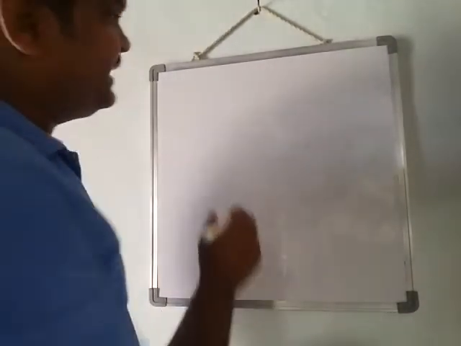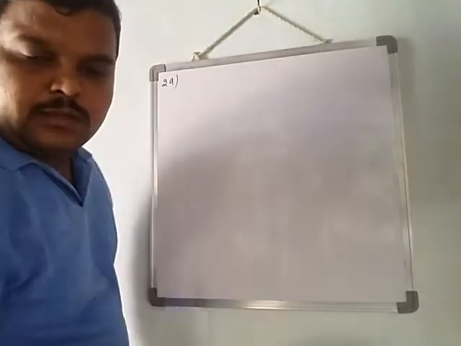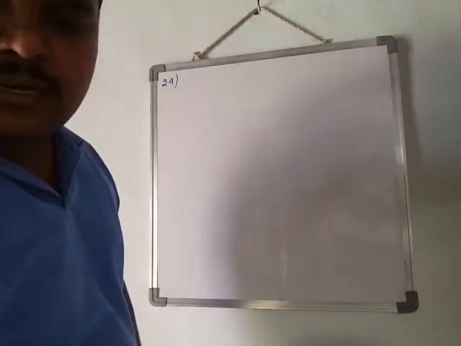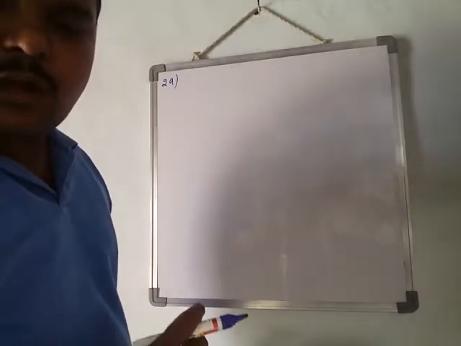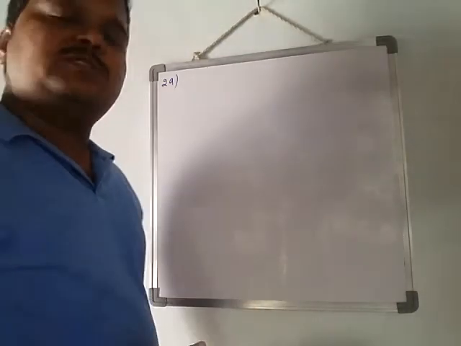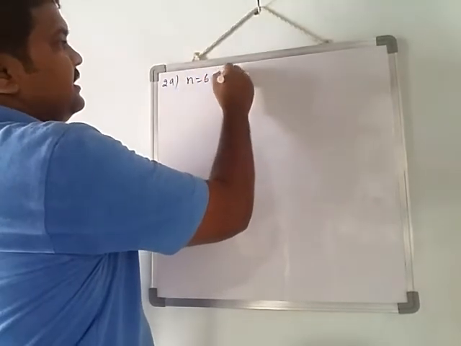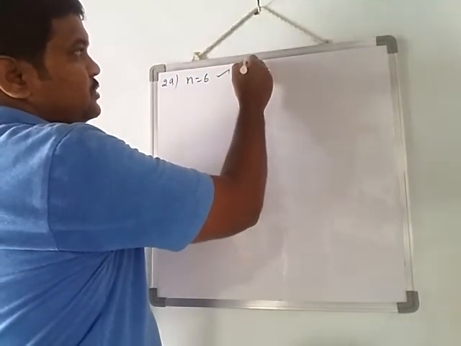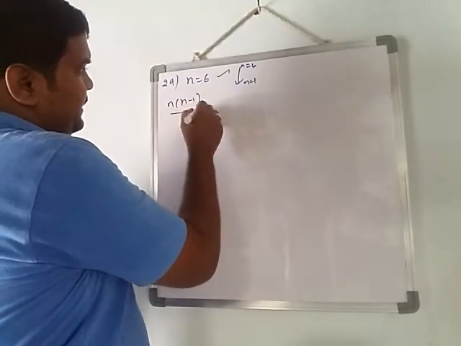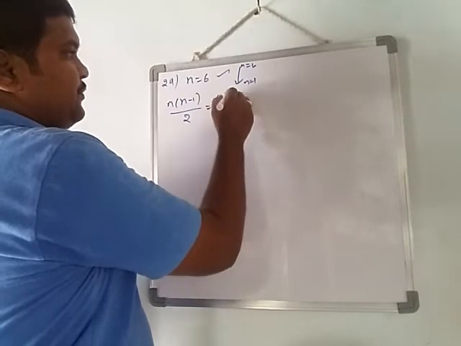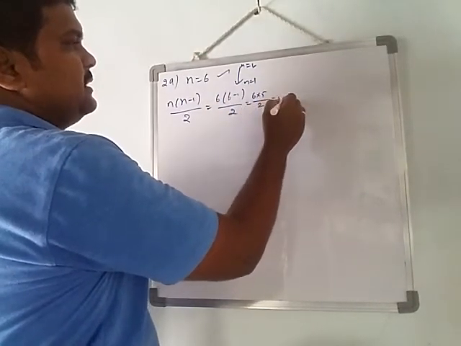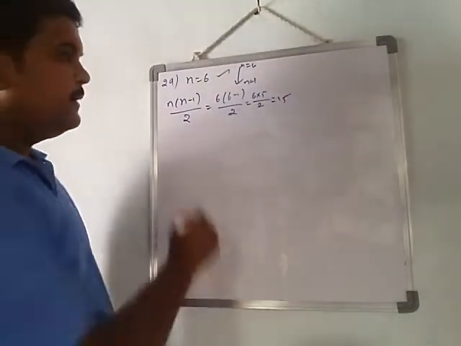Next, question number 29. What is the maximum number of emission lines when the excited electron of a hydrogen atom with n equal to 6 drops to the ground state? So n equal to 6 is given. It comes directly from n equal to 6 to n equal to 1. The formula is n(n minus 1) by 2. So for n equal to 6, 6 into (6 minus 1) by 2, that is 6 into 5 by 2, that is 15. So option B is correct.